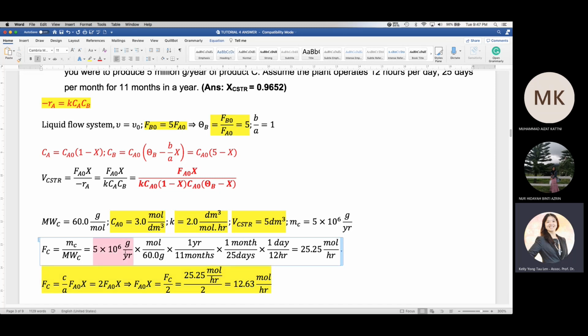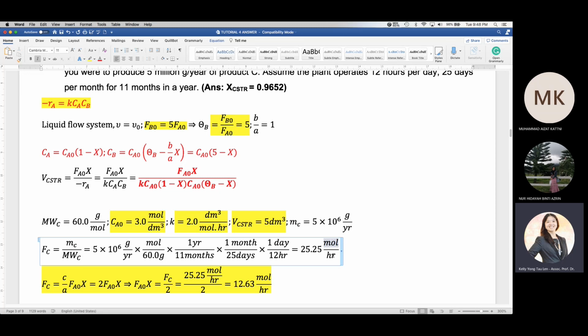Okay, so first we have the mass flow rate of C, which is 5 million gram per year. Okay, so kalau kamu nak buat conversion, it's always important to know unit akhir kamu mesti unit apa. Sebab kita nak dalam bentuk molar flow rate. So mestilah dalam bentuk mole per time. Okay, so maksudnya kat atas mesti mole, kat bawah tu mesti time. So unit mole tu mole lah kan.